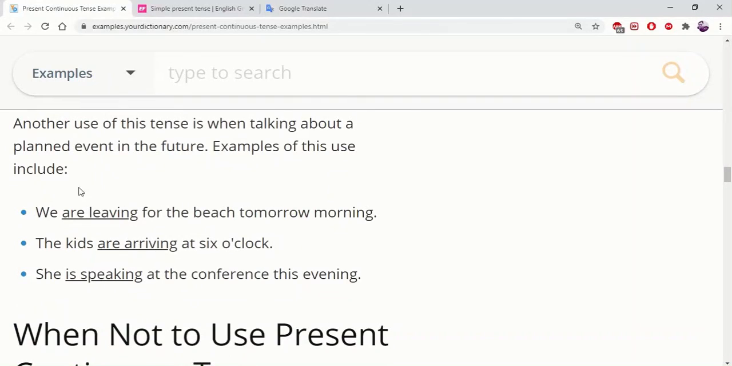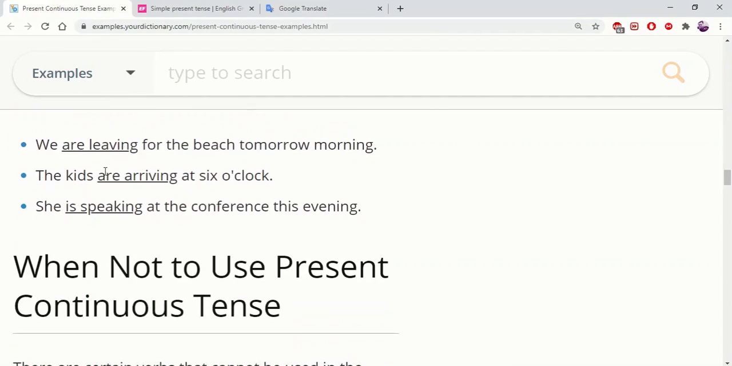Now last, another use of this tense is when talking about a planned event. Please note this, planned event. That means you have already planned that something is going to happen. Let us see the examples. We are leaving for the beach tomorrow morning. That means you have already planned. ये पक्का हो चुका है. You are going to do this.